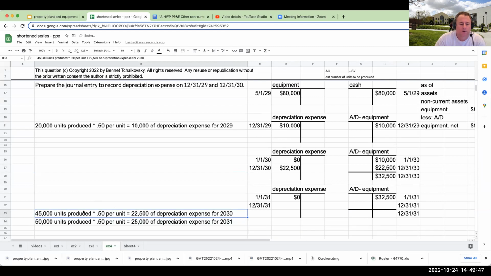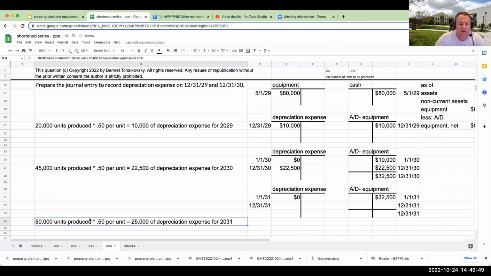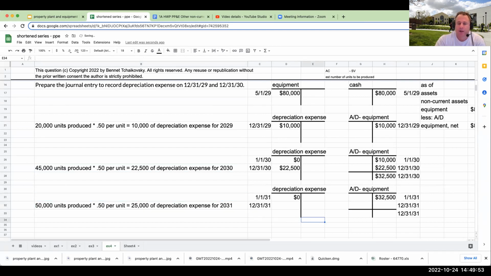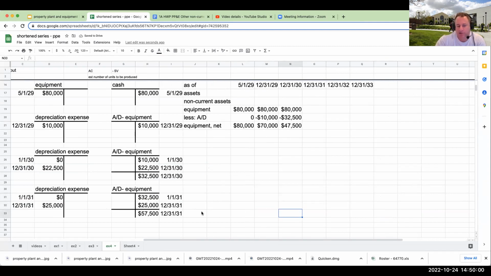Copied on the wrong one, but that's why we use Excel for this kind of fun stuff. I don't really use Excel. I trod through it. Okay, so this is going to be 25,000, 25,000. So now my accumulated depreciation balance is 57,500.